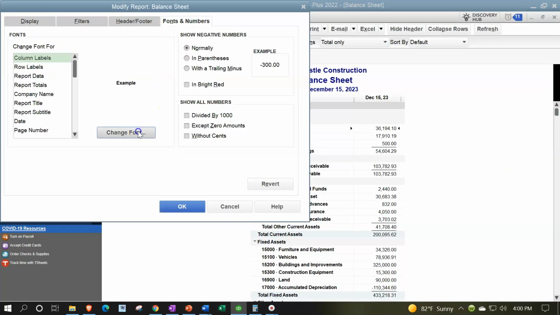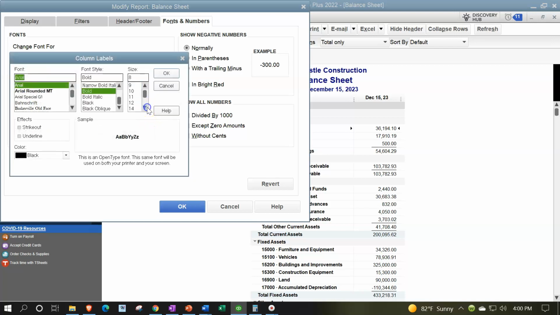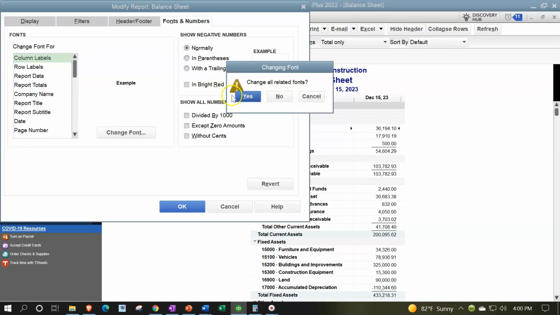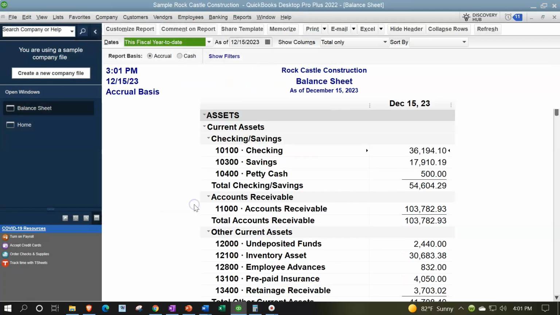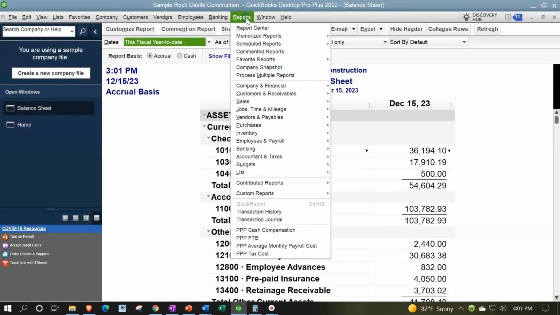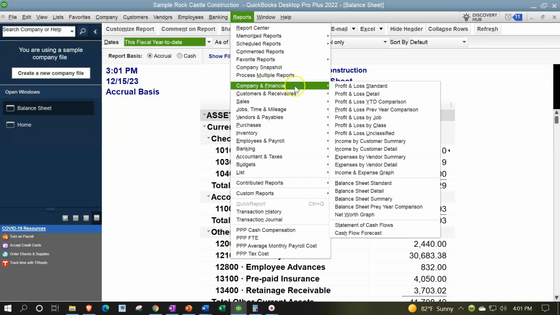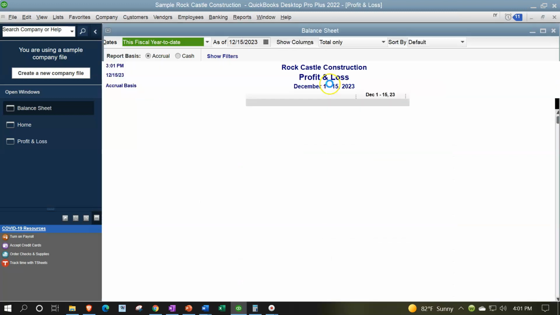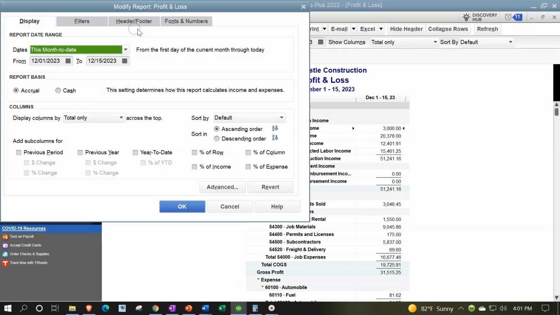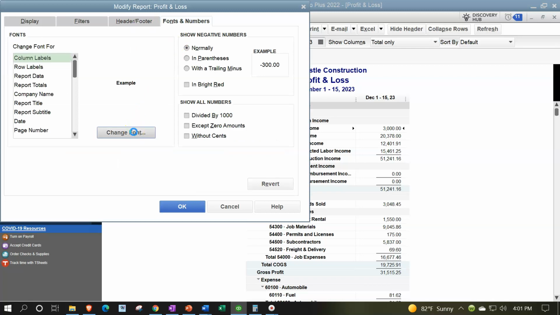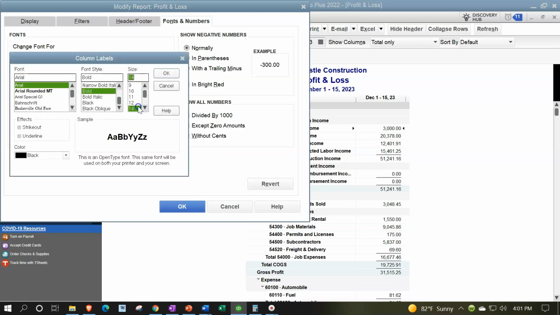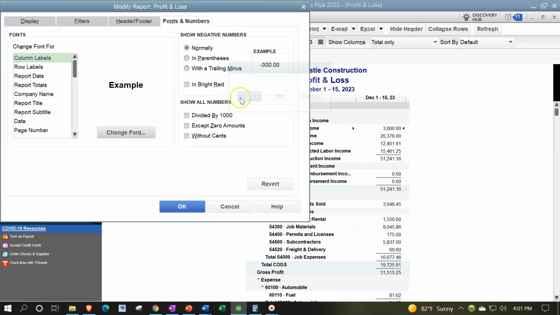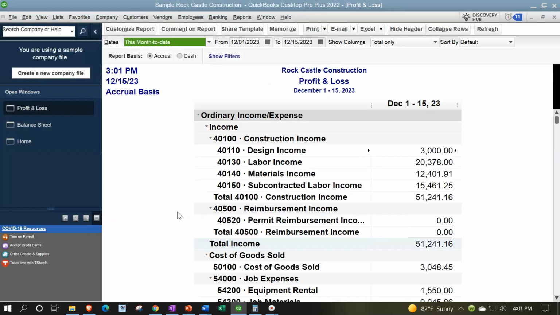Fonts and numbers, changing the font, 14, and okay. Yes, please, and okay. Going to the reports again, looking at the profit and loss, P&L income statement, customizing that report, fonts and numbers, changing the font, 14, and okay. Yes, please, okay. There we have it.